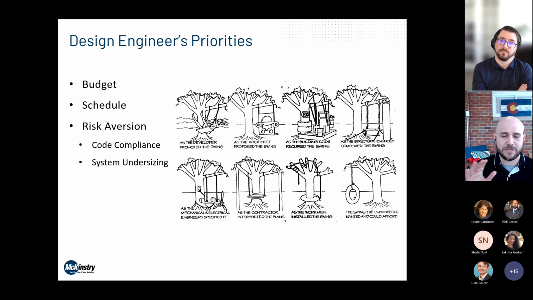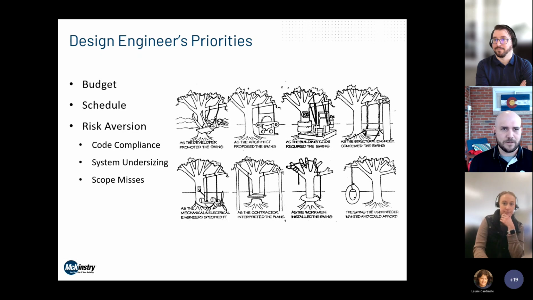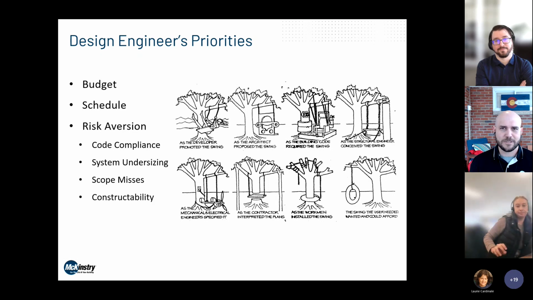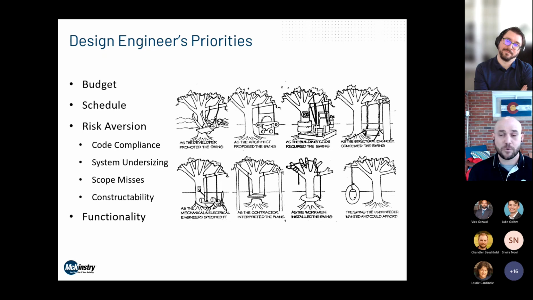They want to make sure systems are never, ever, ever undersized, and they want to avoid as many scope misses as possible. That is also something to be avoided at all costs. And okay, you've got to be able to build it too, constructability. And then probably lower, once you've checked those boxes, you can get into, well, it's buildable. Does it work? Okay, hopefully.